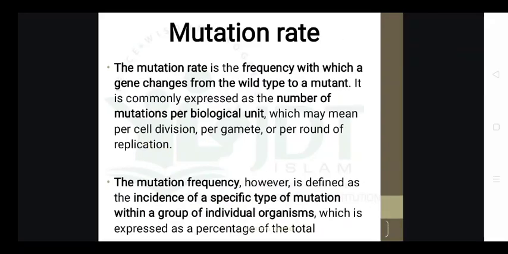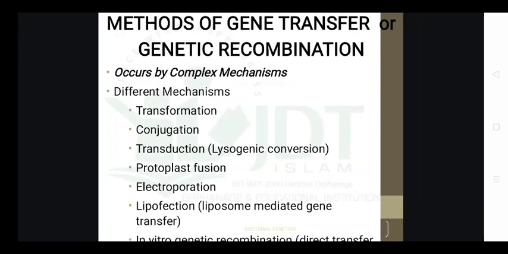Now let's go for the second method for genetic variation, that is recombination methods or gene transfer methods. First, let's look at the different mechanisms of gene transfer or genetic recombination. They are transformation, conjugation, transduction, protoplast fusion, electroporation, lipofection, and in vitro genetic recombination or direct recombination method. These are the different methods for gene transfer or genetic recombination.